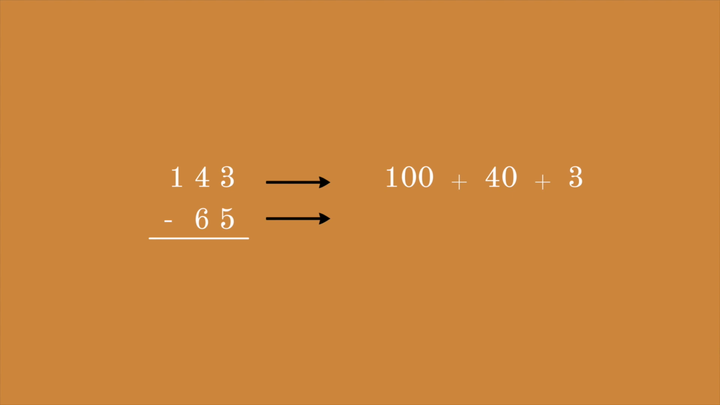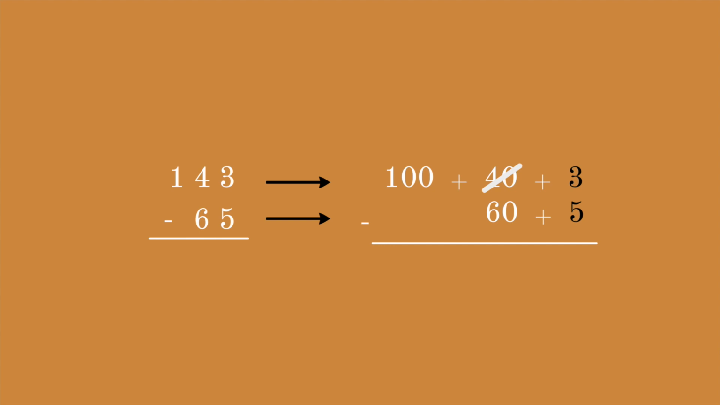The number 65, how would you write the number 65 in expanded form? Here was my thinking. There are 6 tens and 5 ones. So, 60 plus 5. Let's start over in the ones place. 3 minus 5. 5 is greater than 3, so I can't remove 5 from 3. So let's make a trade.